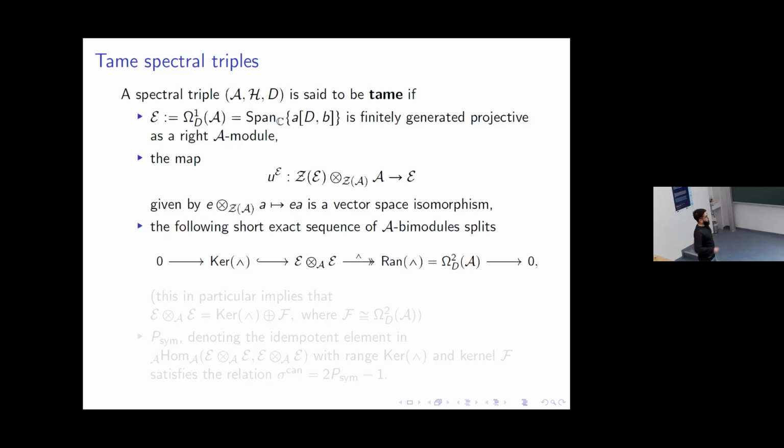Next, we mimic the classical case. For example, omega 2 D is again the canonical construction of the space of two forms from a spectral triple, and the wedge map is also something that comes out of the construction. So what we assume is that while this wedge map is onto, and the kernel of the wedge map sits inside the space of two tensors, this exact sequence of A bimodules in fact splits. One particular repercussion of this is that the space of two tensors splits into the kernel plus a direct summand. This direct summand is isomorphic to the space of two forms.